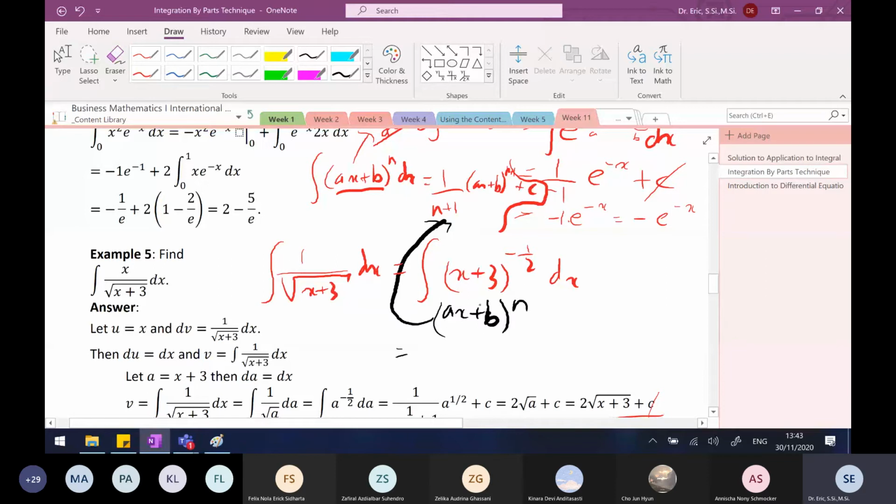So what do I have? 1 over a, oh sorry, you should have 1 over a. So 1 over a, this is 1, times (ax plus b), this is x plus 3, a is 1 and b is 3, to the power of n plus 1. This is minus a half plus 1. Sorry, let me do this again.